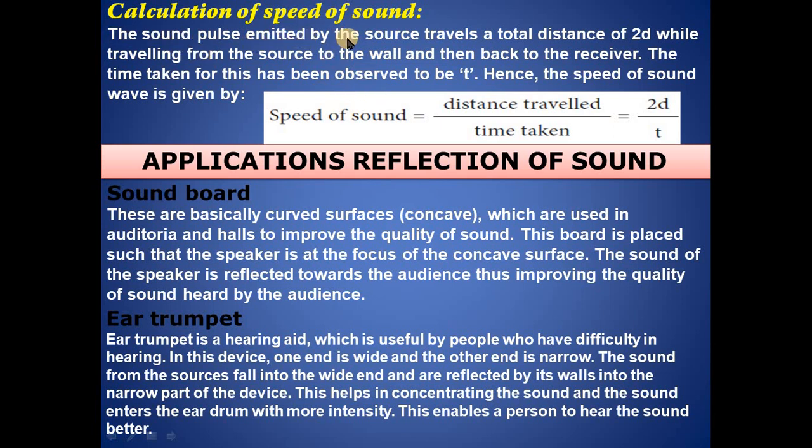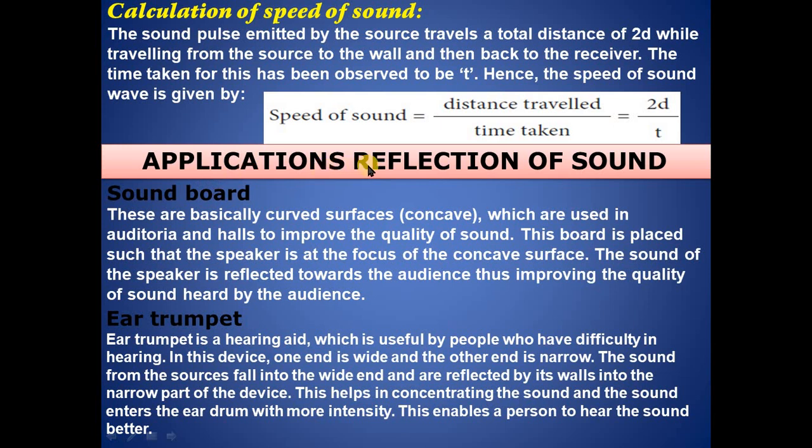The sound pulse emitted by the source travels a distance of 2d while traveling from the source to the wall and back to the receiver. The time taken for this has been observed to be t. Hence, the speed of sound waves is given by this formula, which is a very important point. Speed of sound is equal to distance traveled divided by time taken, which is equal to 2d divided by t.